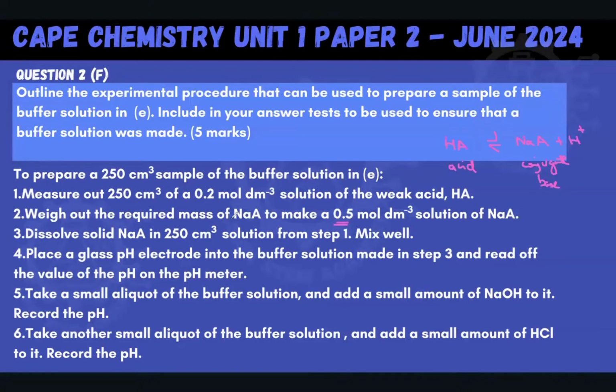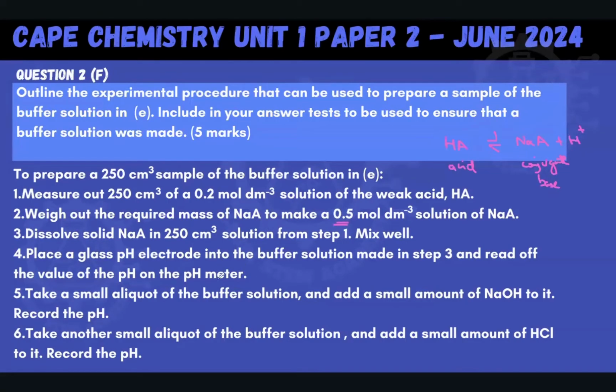So then after I weigh out the required mass, I'm going to dissolve that in the 250 cm cube of the solution from step 1 and just mix it well. At that point, I've made my buffer solution. Then I'm going to place a glass pH electrode into the buffer solution that we just made, and read off the value of the pH on the pH meter.